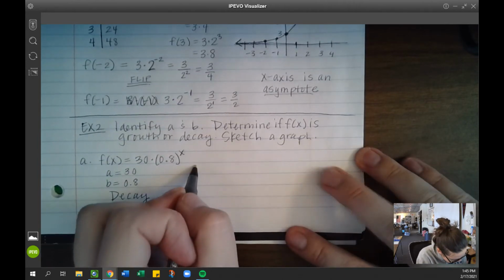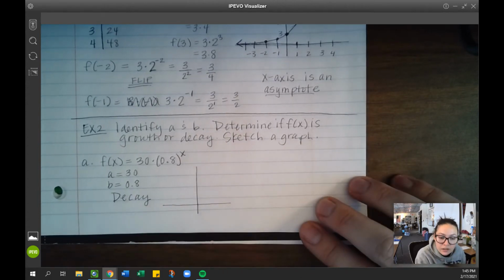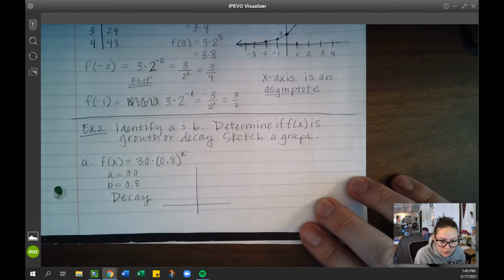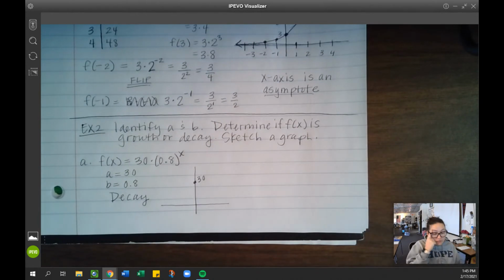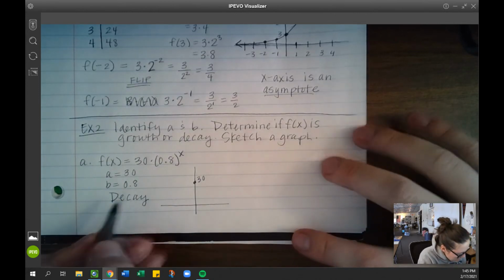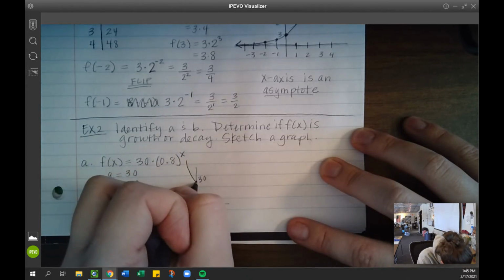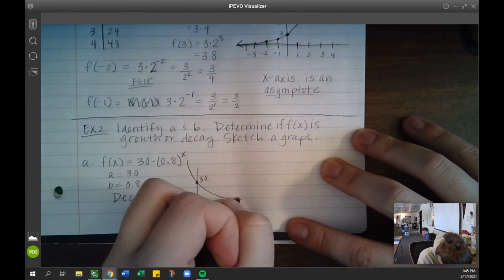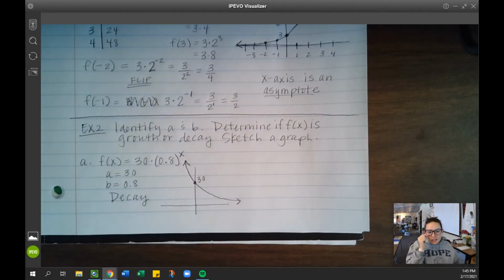So here's how we graph this. What I would be looking for you to sketch a graph is that it's going to hit the y-axis at the A value. Our A value is always going to be our y-intercept. And in this case, it's decaying, so we're going to be decreasing. And it's going to be getting closer and closer to the x-axis, but it's not actually going to go through it.